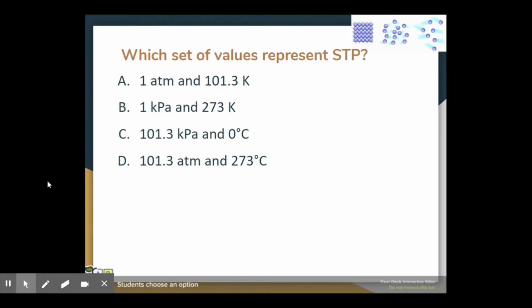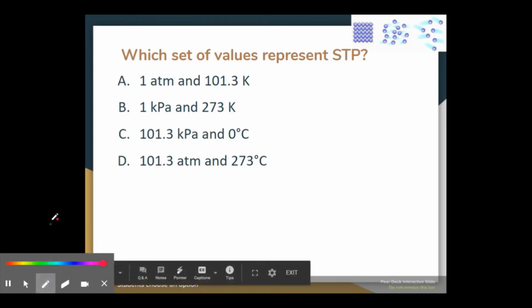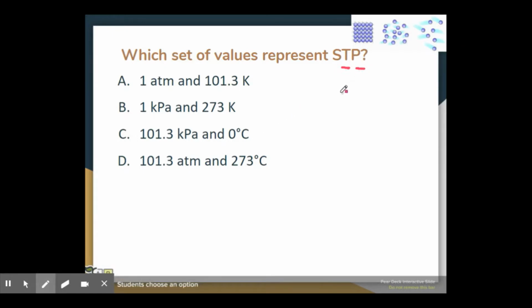Now, hopefully you looked in your reference table. You should be looking at table A. If you looked at table A, you would find that STP, remember, stands for standard temperature and pressure. So the values for standard pressure are given first. They're either 1 atm or 101.3 kPa. Or if we're looking at temperature, it's either 273 Kelvin or 0 degrees Celsius.